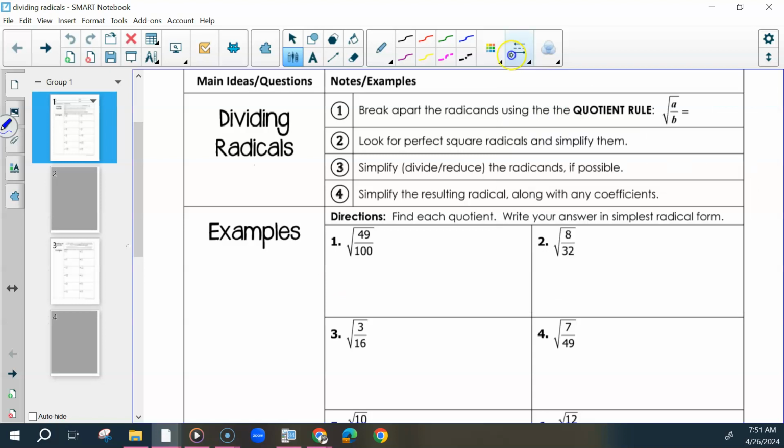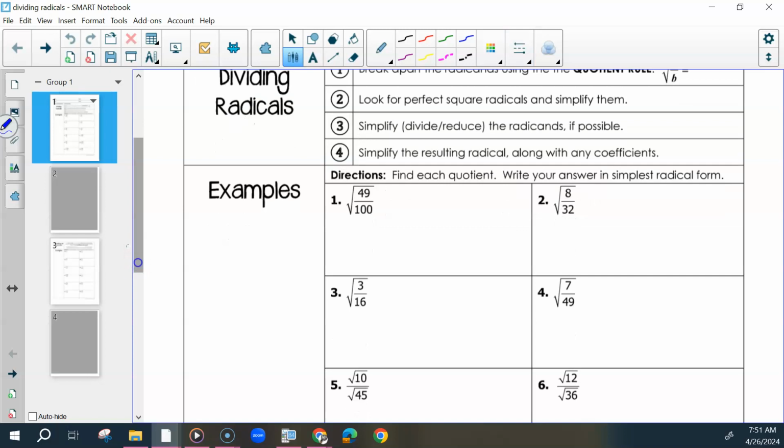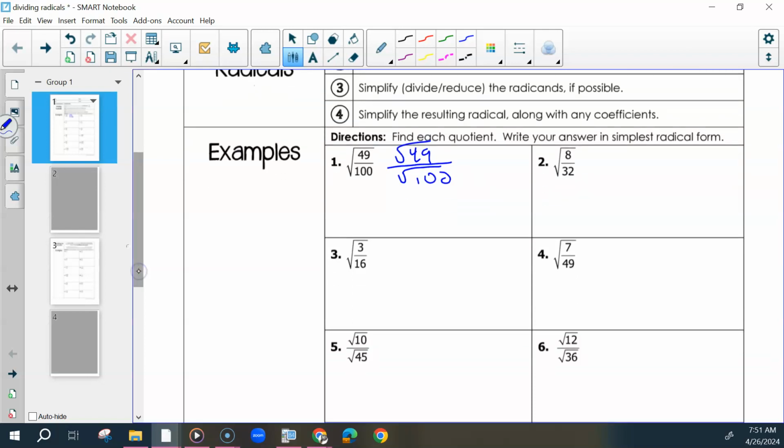And I'll put them. So in number 1, if both of these are perfect squares, you could think about this like the square root of 49 over the square root of 100. And you would just take the square root of both, which would be what? What's the square root of 49? 7. And what's the square root of 100? 10. And that would just be it.